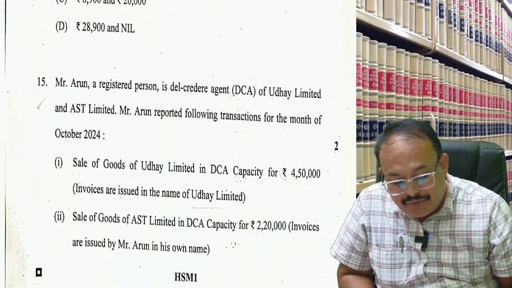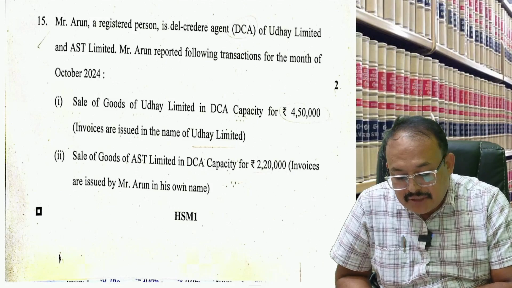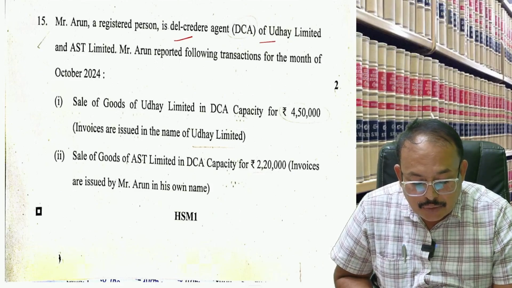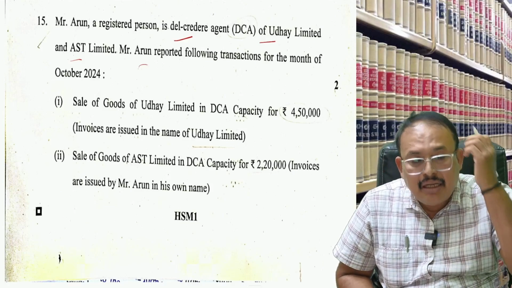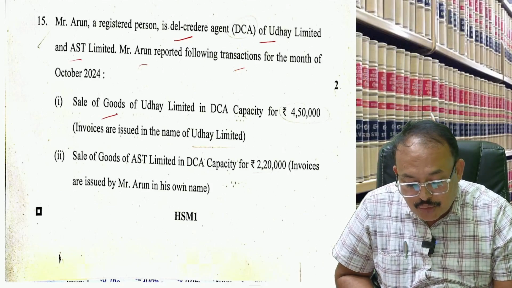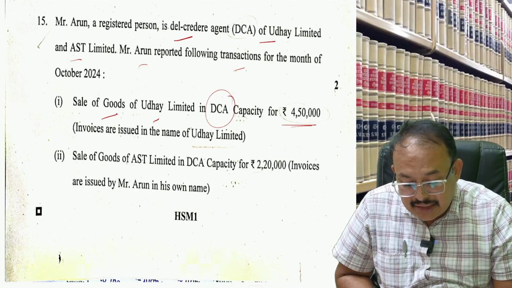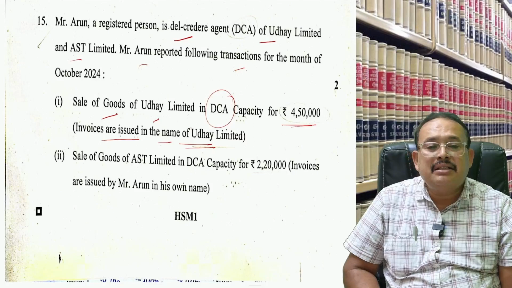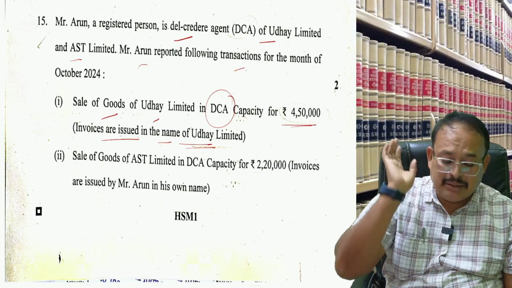Coming to question number 15, which is an MCQ. Mr. Arjun, a registered person, is a del credere agent of Uday Limited and AST Limited. Arjun reported the following transactions for the month of October 2024. Sale of goods to Uday Limited, in DCA capacity, for rupees 4,50,000, invoice issued in the name of Uday Limited. That means he is not an agent covered under Schedule 1, point number 3, not an agent.